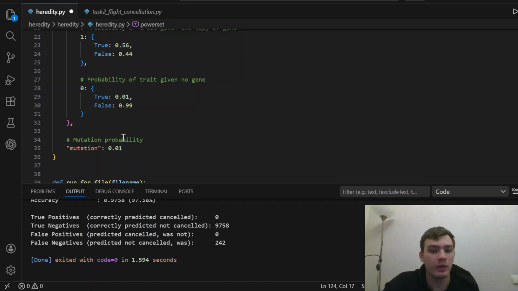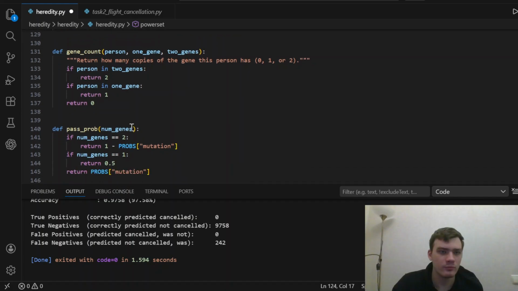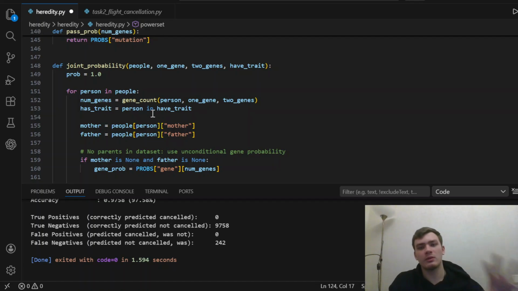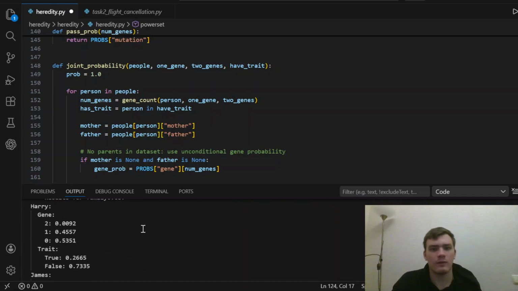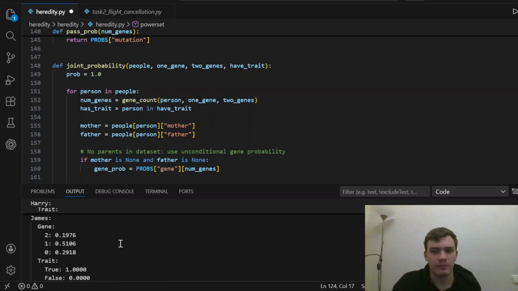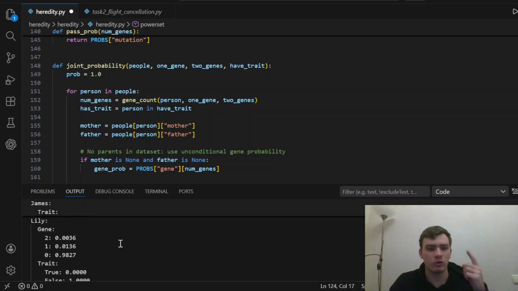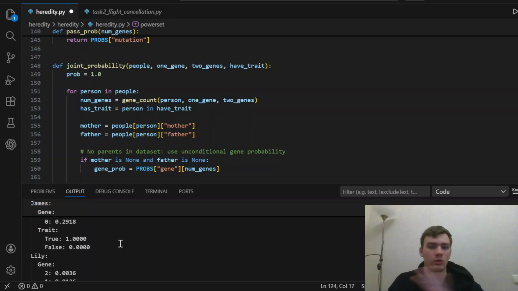So then we have the main function in the whole program. It's this one: joint probability. Here it calculates the probability of one specific scenario. For example, let's run the file. For example, we have Lily, James, and Harry. Lily has 0 copies, James has 2 copies, and Harry has 1 copy. And James shows the trait, the others don't.